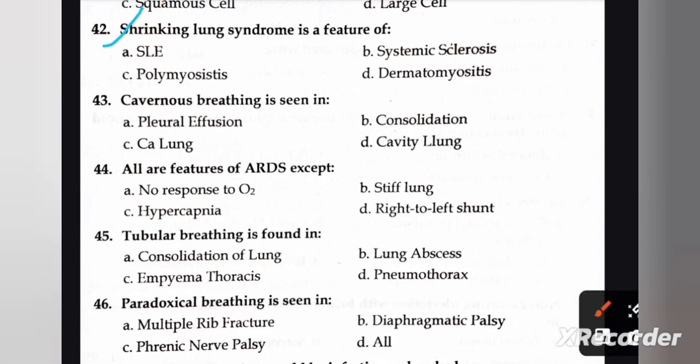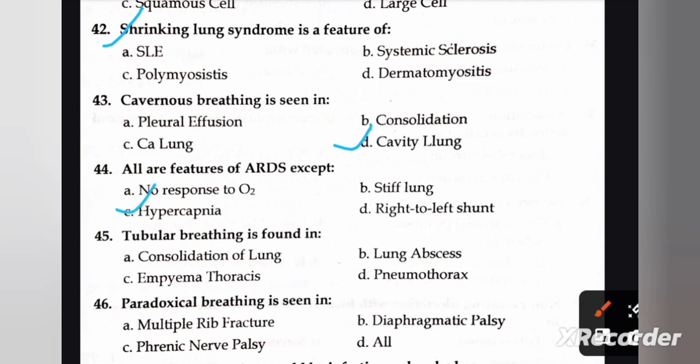Next question is, cavernous breathing is seen in A. Pleural effusion, B. Consolidation, C. Collapsed lung and D. Cavity lung. The right option is D. Cavity lung. Next question is, all are features of ARDS except A. No response to O2, B. Stiff lung, C. Hypercapnia, D. Right to left shunt. The right option is C.